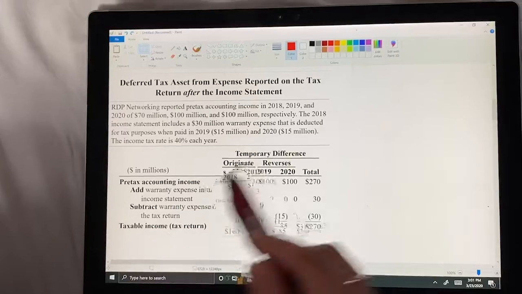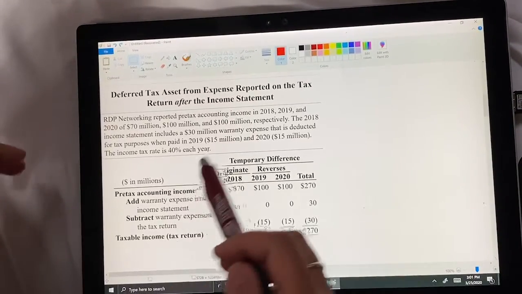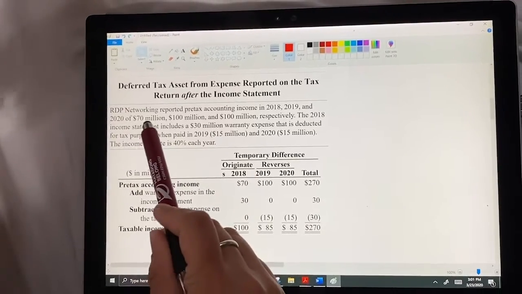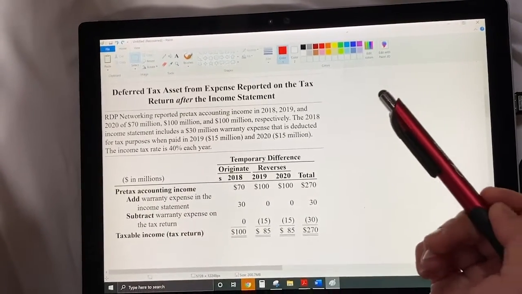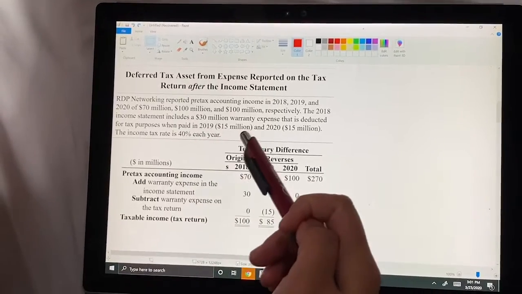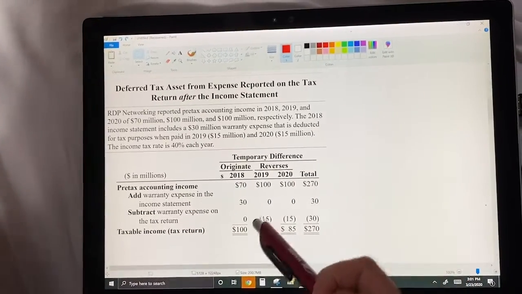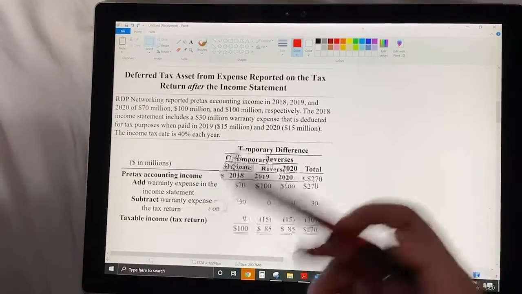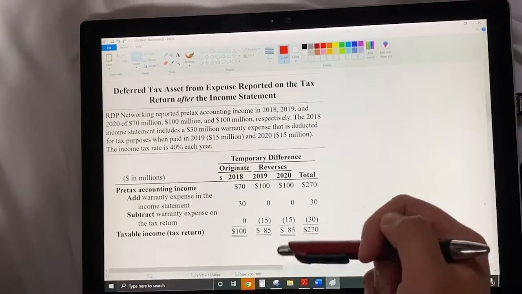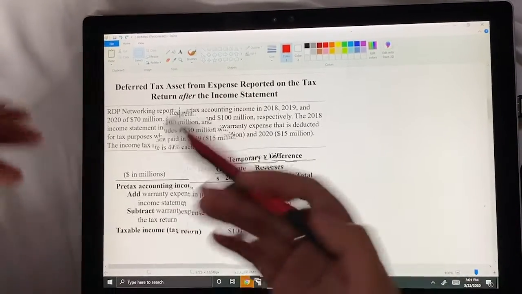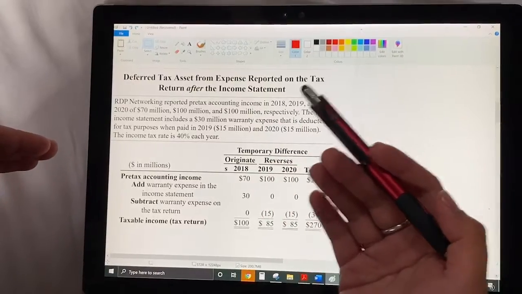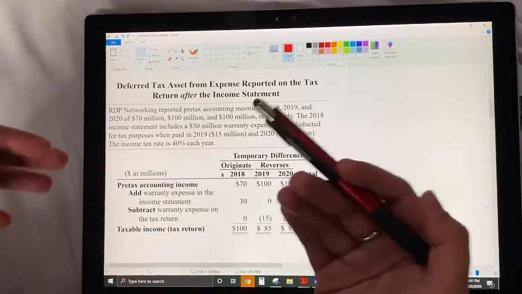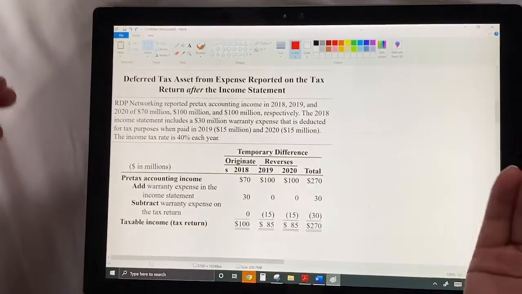Let's move on. So this is the whole scenario. It gives us the pre-tax accounting income respectively, 70, 100, 100 million, right? And then it tells us that there was a 30 million warranty expense in 2018, so that gets added and later on deducted as the years go by because it's being used, right? So pretty much, it's a temporary difference that you will eventually reverse and correct itself, essentially.